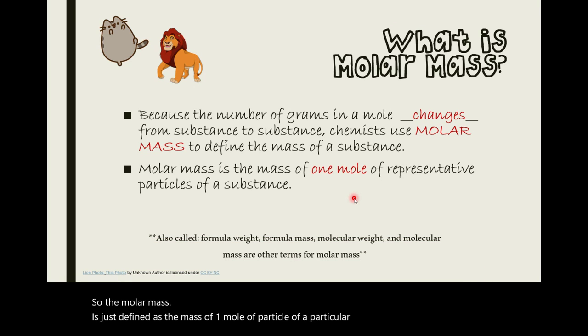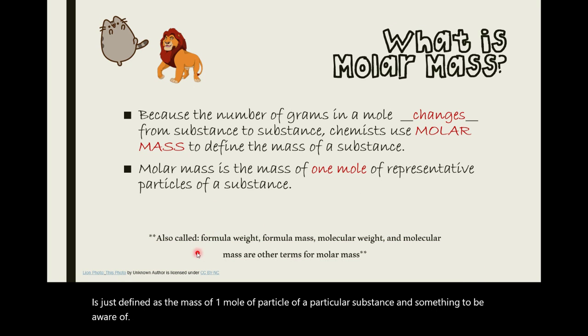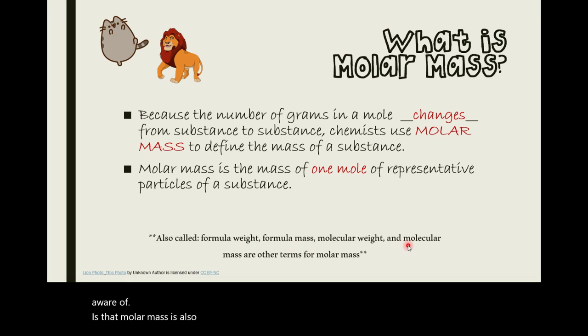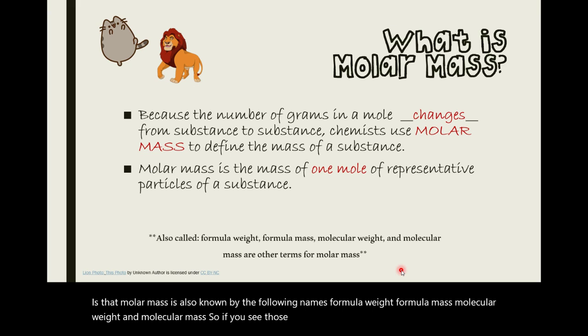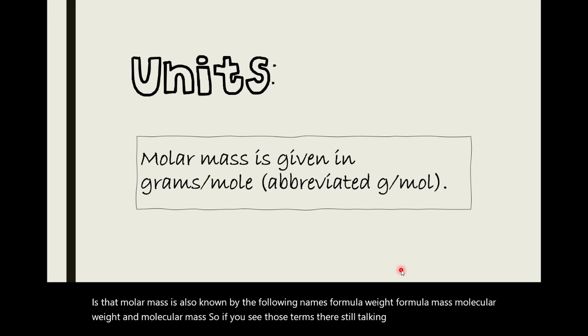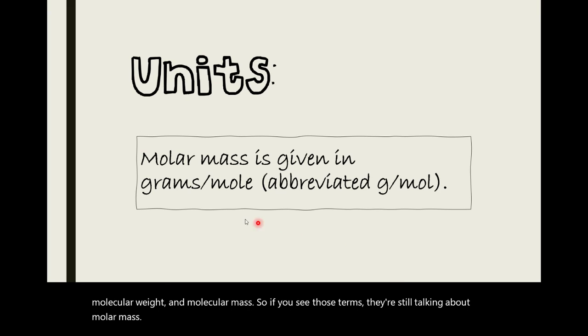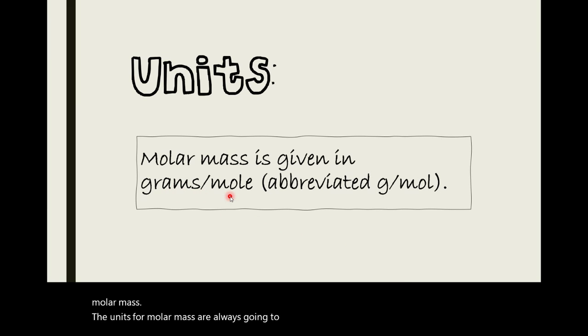And something to be aware of is that molar mass is also known by the following names: formula weight, formula mass, molecular weight, and molecular mass. So if you see those terms, they're still talking about molar mass. The units for molar mass are always going to be grams per mole, and we abbreviate that g/mol.